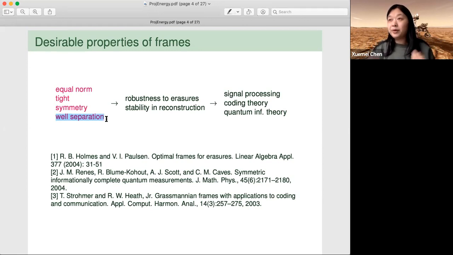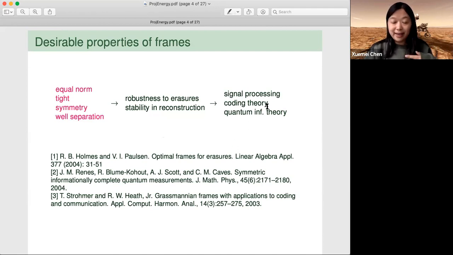And I will make that a little bit more specific in a second. But pretty much these are what I'm going to call the good desirable properties of frames, and they can do all sorts of good stuff.